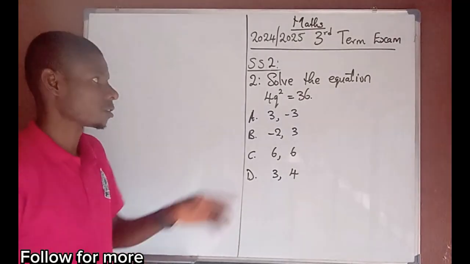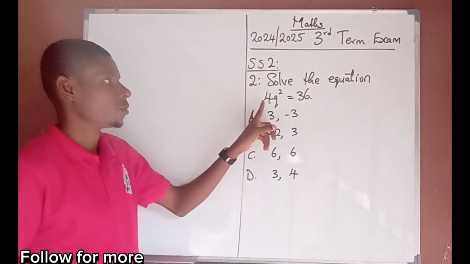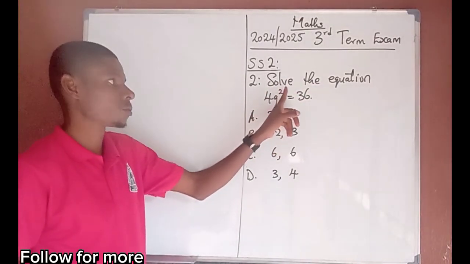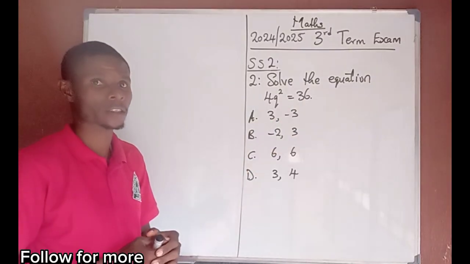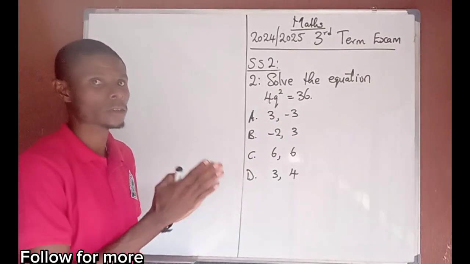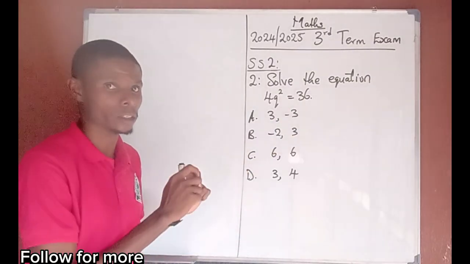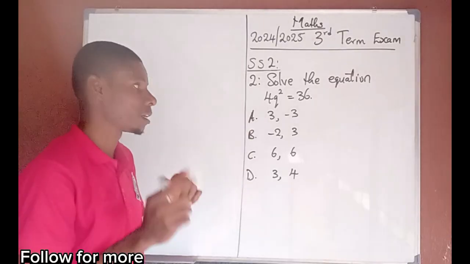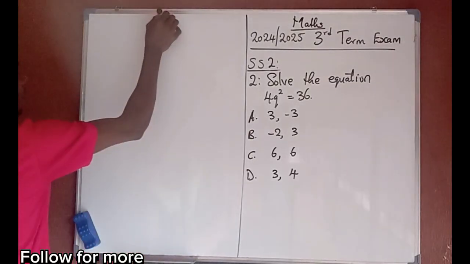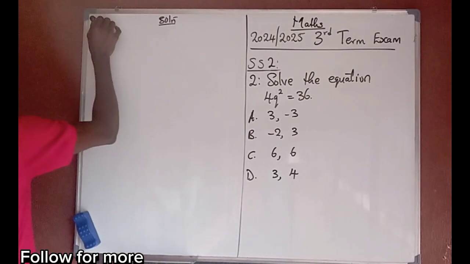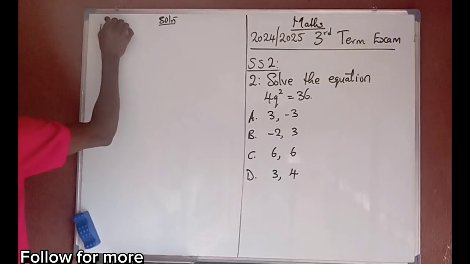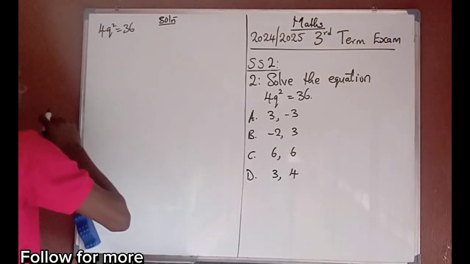Come back to question 2. It says we should solve the following: 4q squared equals 36. So I'm going to use 3 ways to solve this particular problem. So pay attention. So here we have 4q squared equals 36.